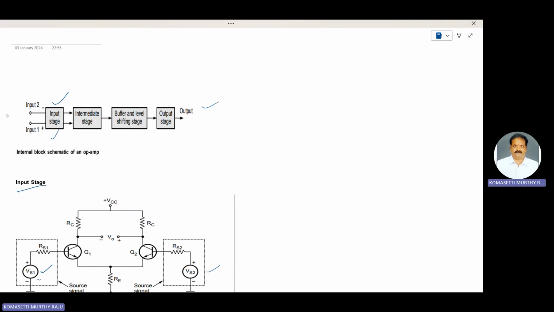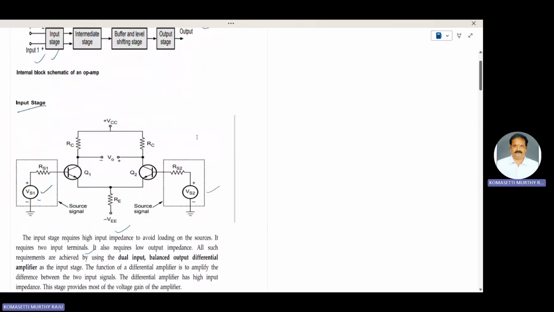In order to avoid the loading effect on the sources, the input impedance of an ideal op-amp is very high. In practical case, it is very large; in ideal case, it is infinity. Another requirement is that output resistance should be low. Input impedance is very high, avoiding the loading effect on the sources. Output impedance is low, and it also requires two input terminals: input 1 and input 2.